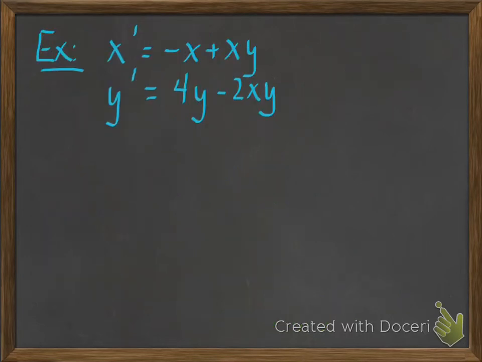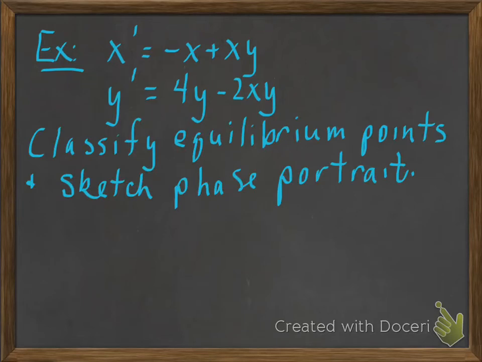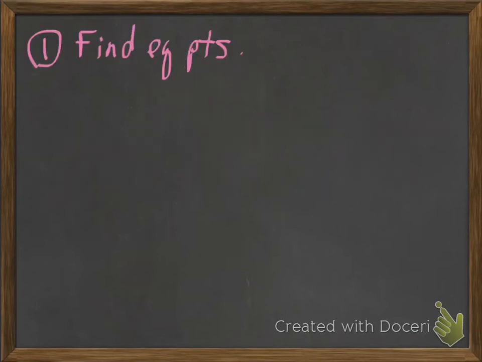So let's look at an example. Let's take the nonlinear system x prime equals negative x plus xy, and y prime equals 4y minus 2xy. And if you've seen some math modeling, you might recognize this as a predator-prey system, but if you haven't, don't worry about it. So our goal here is we'd like to classify the equilibrium points, and we'd like to sketch a phase portrait for this system.